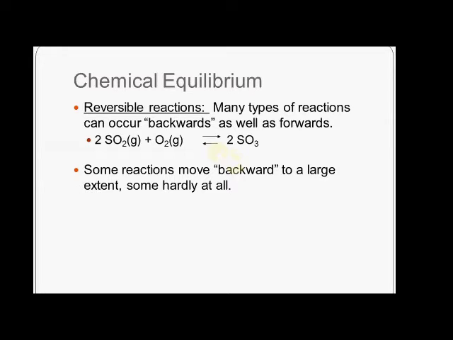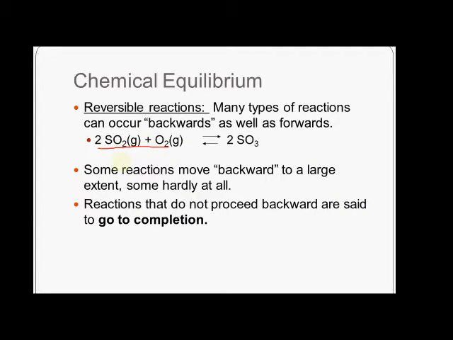Now, there are some reactions that go backwards to a large extent. It might be that this reaction tends to go backwards even more than it goes forwards, and we're going to talk about all this kind of stuff. Some reactions go backwards hardly at all. In other words, our reactants would just transform into product, and barely any of it would go backwards, and anywhere in between.